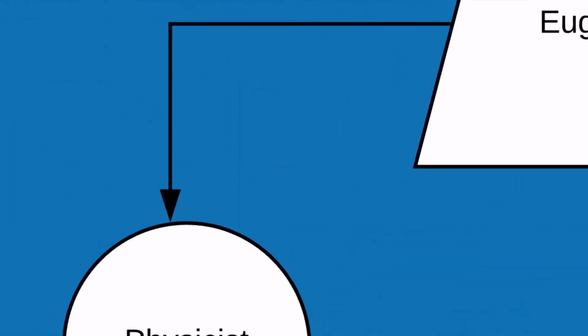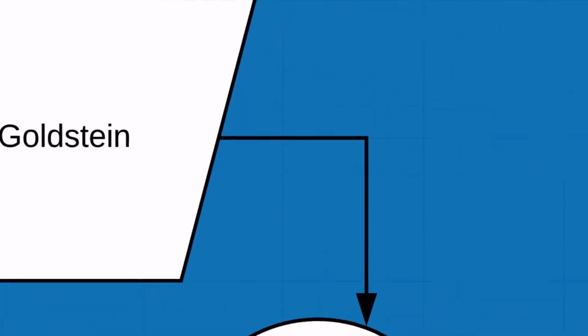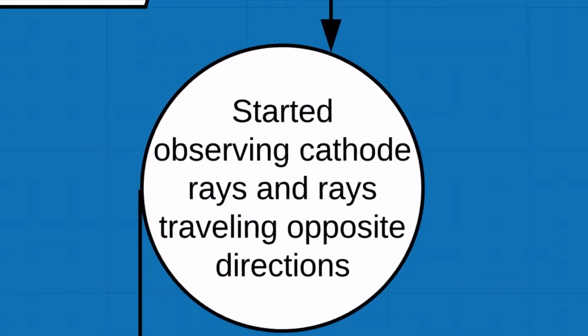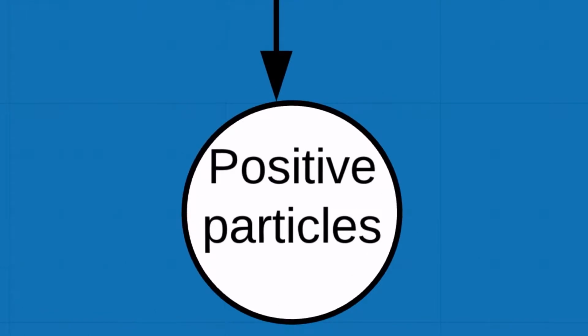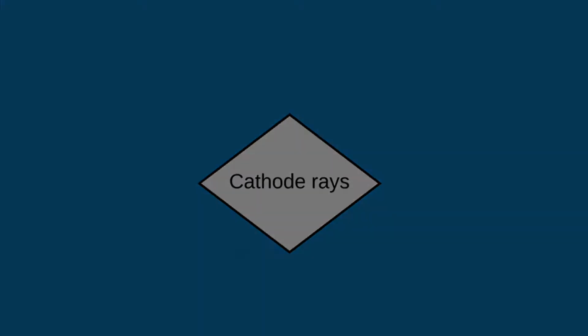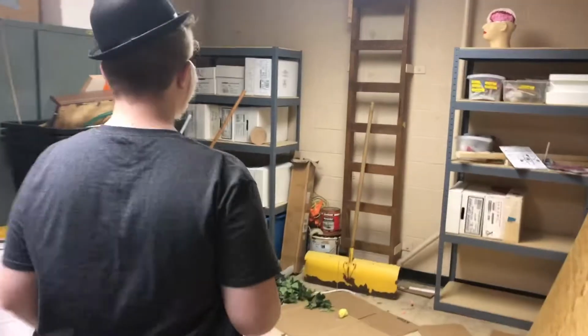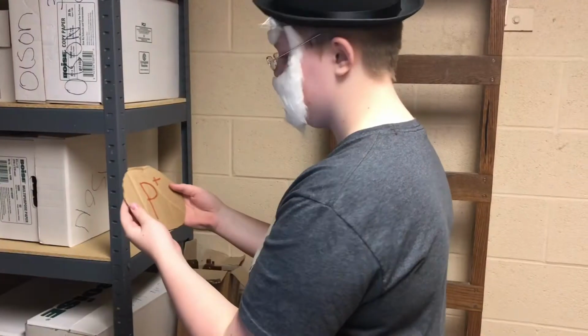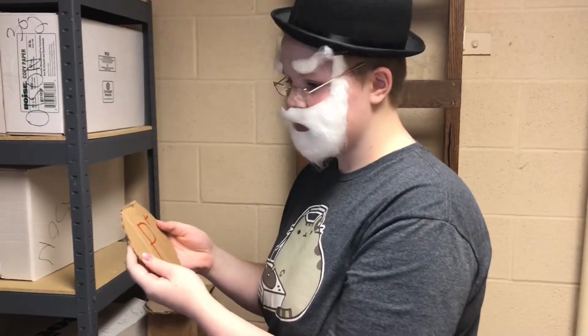Eugene Goldstein, who was a German physicist, began observing cathode rays and observed rays traveling in the opposite direction of the original rays. He concluded the strange rays had some positive particles. Eugene is known for thoroughly studying cathode rays and the discovery of protons. Wow, that was so pretty. What's that? My experiment was right. I discovered protons. This must mean that atoms are just made of protons.